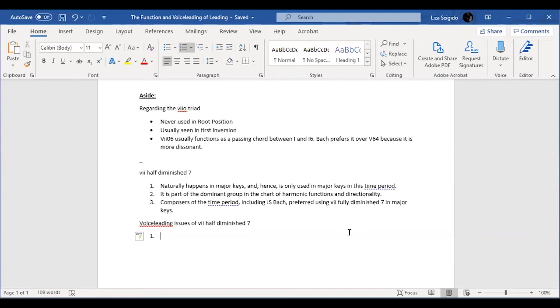Okay, now there are 2 tendency tones in this chord. There's the leading tone, which resolves how? It goes to 1. I always get it mixed up. Yeah, it resolves by step up to 1, and the 7th of the chord resolves the chordal 7th down. Yeah, it resolves down.